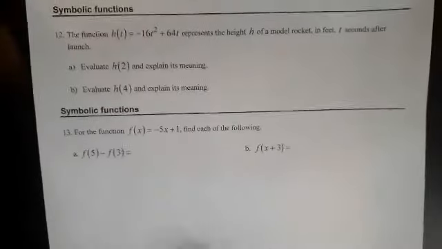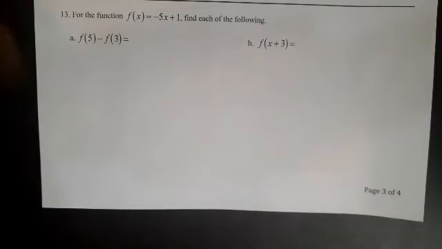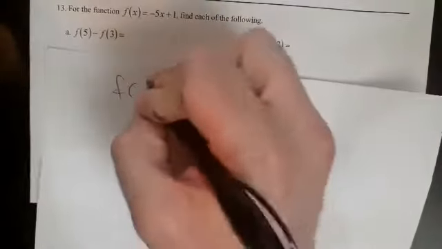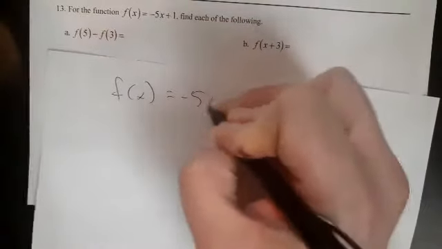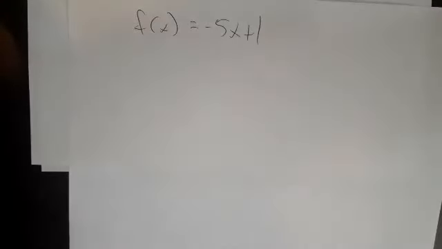We did the rocket. Now they want us to do these. Okay. So my f of x function equals minus 5x plus 1. And this first thing says f of 5 minus f of 3.